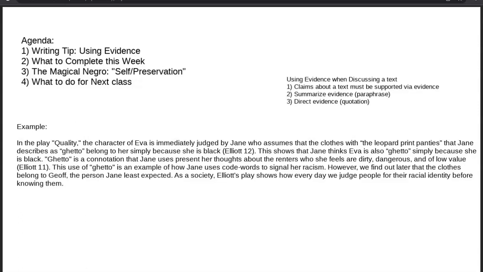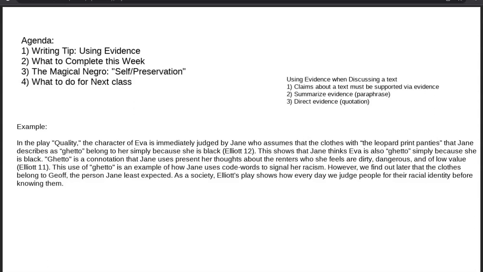However, we find out later that the clothes belong to Jeff, the person Jane least expected. As a society, Eliot's play shows us how every day we judge people for their racial identity before knowing them. So this is a student example from a previous class, and it's a pretty good one. And it's a good one because this student uses evidence to support their claims.